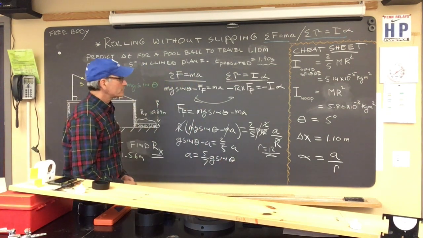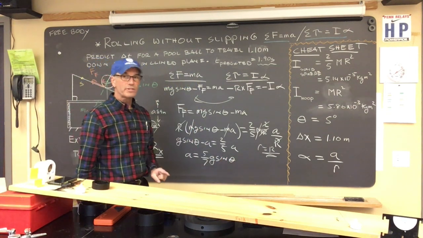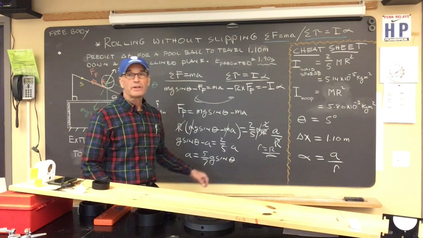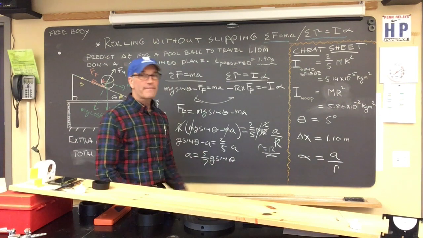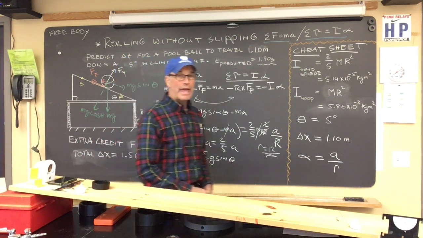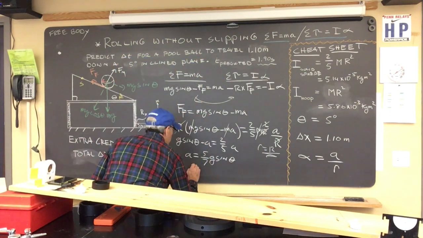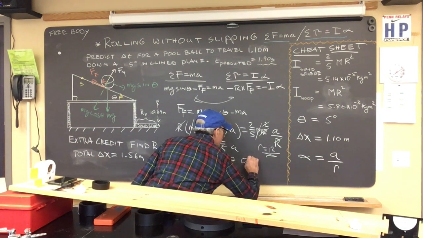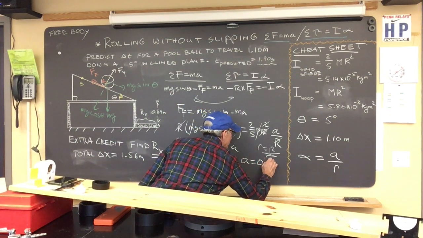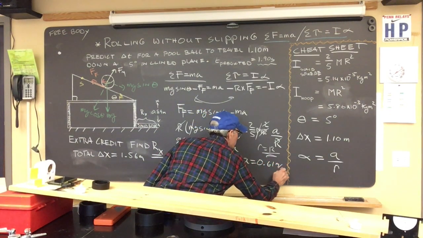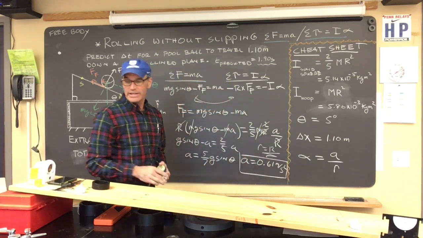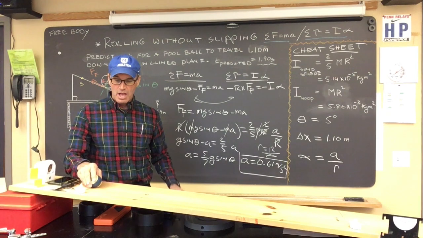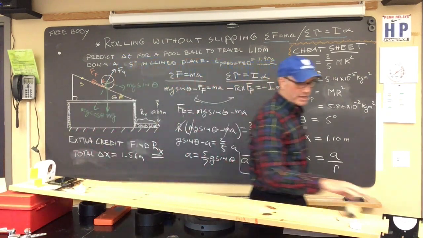All right. Now, if you substitute g, fundamental constant, 9.8, and theta, 5 degrees, out pops an acceleration. I don't know if you can see that. Hopefully you can. 0.61 meters per second squared. Okay, so that's my linear acceleration of this sphere rolling down the inclined plane.